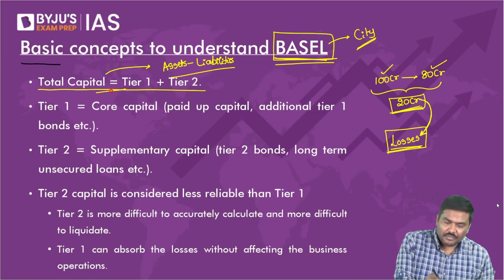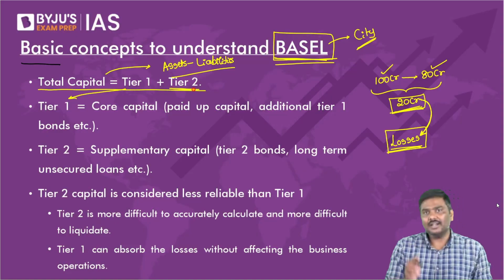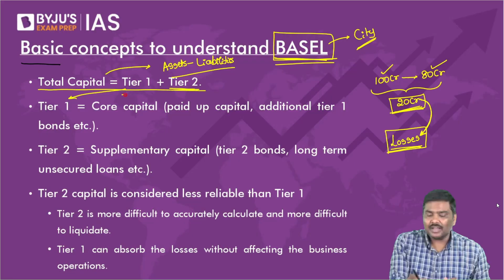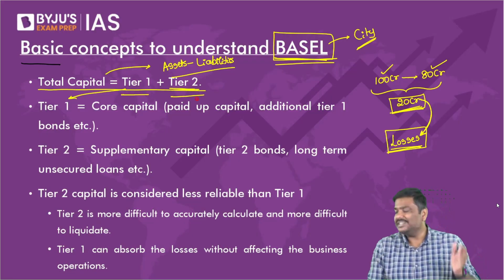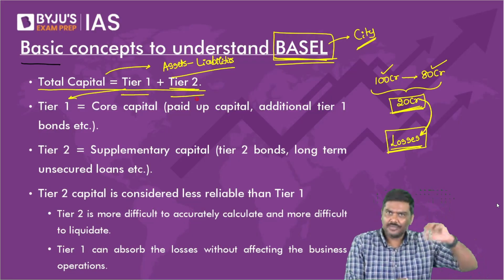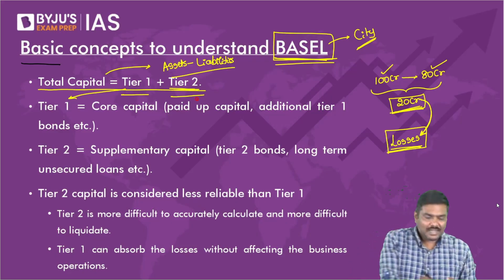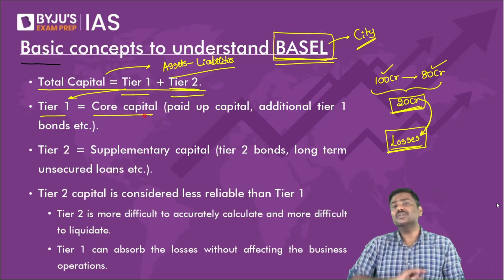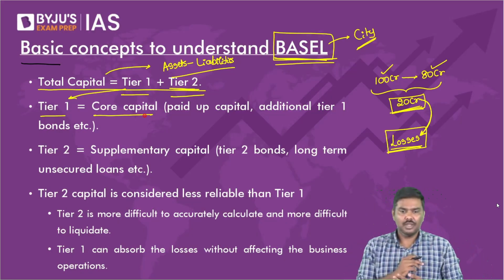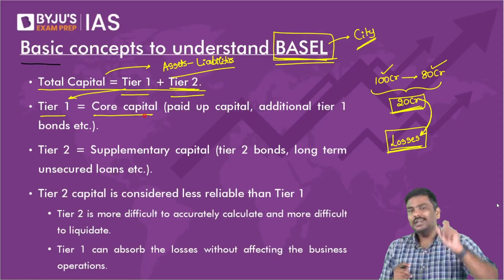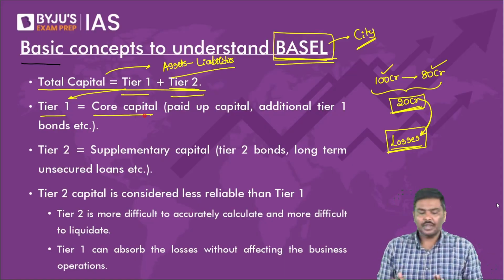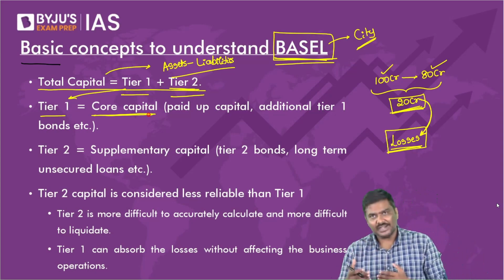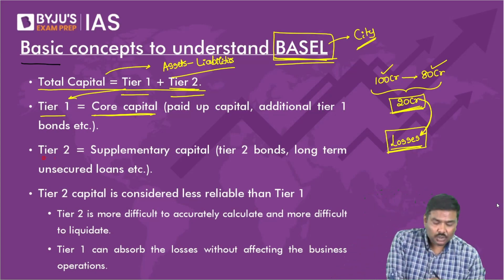Now, the capital of a bank is generally kept in two forms under two classifications. One is called tier 1 capital. Second one is tier 2 capital. Tier 1 and tier 2. Now, please understand, tier 1 capital is referred to as core capital and tier 2 is called supplementary capital. Tier 1 core, tier 2 supplementary capital. Now, core capital has more loss absorption capacity compared to tier 2 capital.